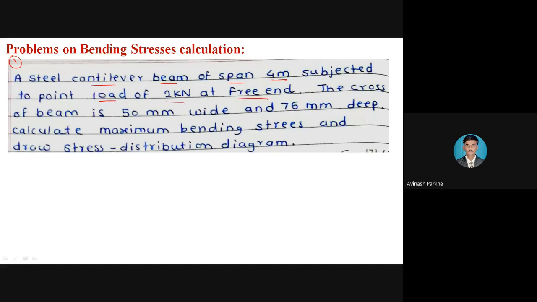A steel cantilever beam of span 4 meter subjected to the point load of 2 kilonewton at free end. So one steel cantilever beam is given. Cantilever means one end is fixed, another end is free. The span means length of the beam is given 4 meter, and that cantilever beam is subjected to the point load of 2 kilonewton.